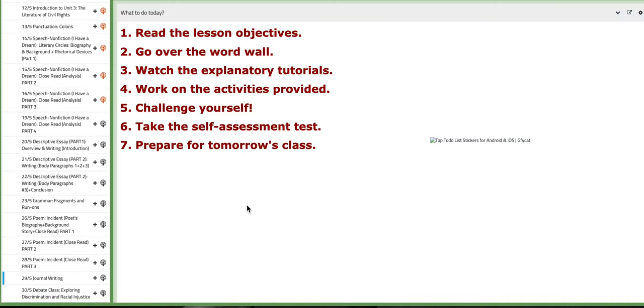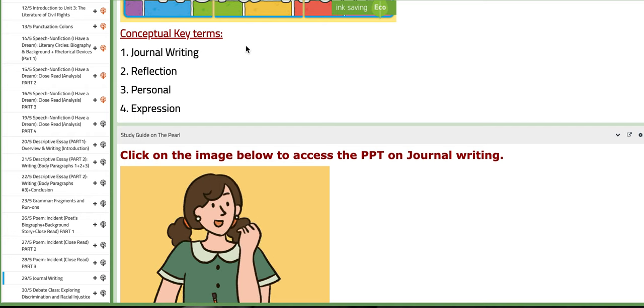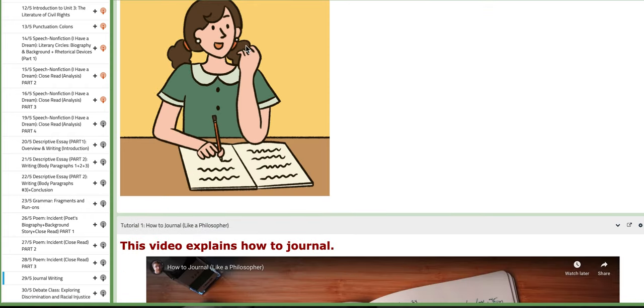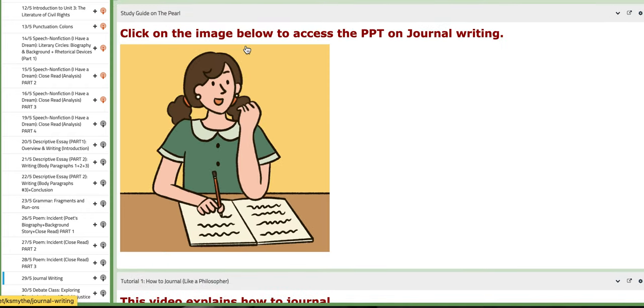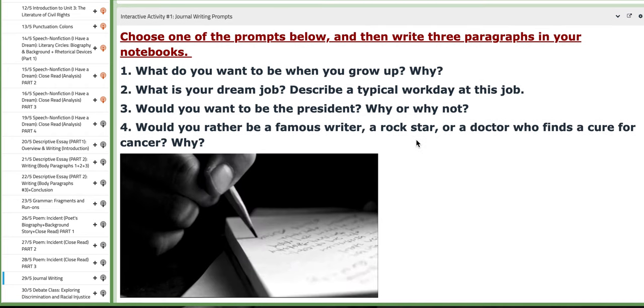Now, on the 29th, the following day, we are going to do journal writing. The essential concepts are journal writing, reflection, personal expression. On this page, you will have a PPT on journal writing. What is it about? How can we define it, how to write it, and so on.